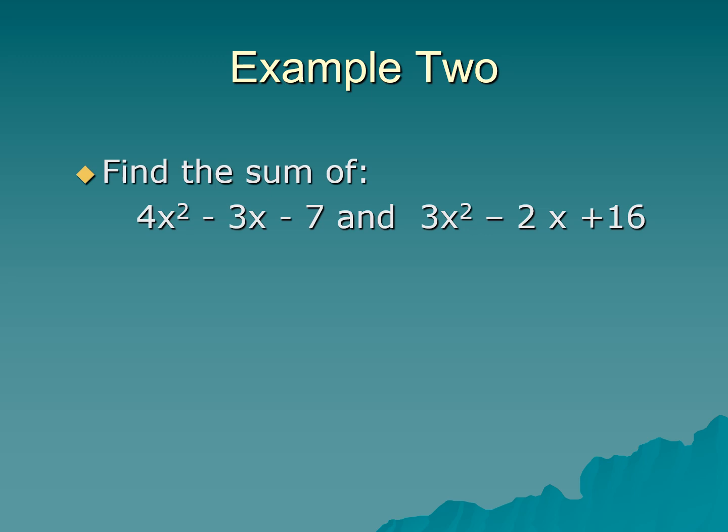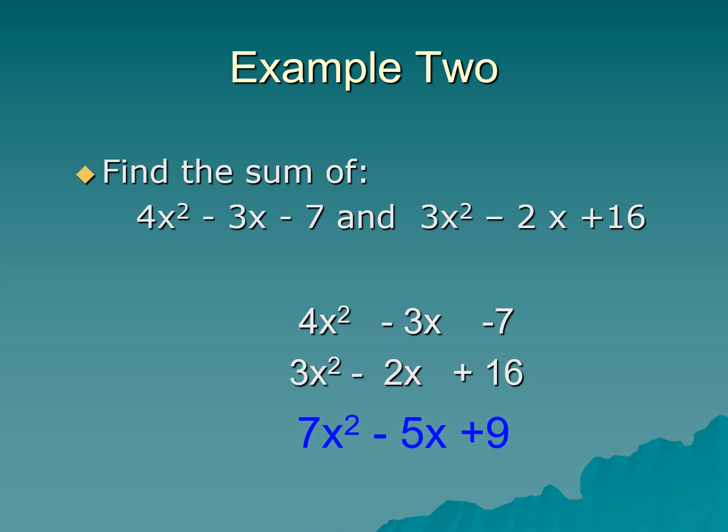Example 2. Find the sum of 4x squared minus 3x minus 7 and 3x squared minus 2x plus 16. So again, one idea is to line them up, and then you just add the like terms with the like terms by adding the coefficients. So 4 plus 3 is 7, negative 3 minus 2 is negative 5, and negative 7 plus 16 is 9. So our answer is the trinomial 7x squared minus 5x plus 9.